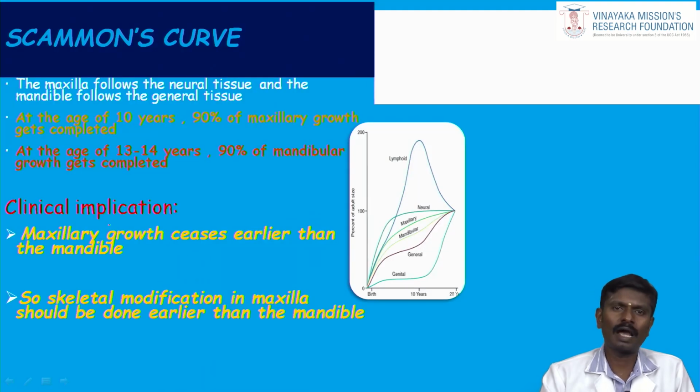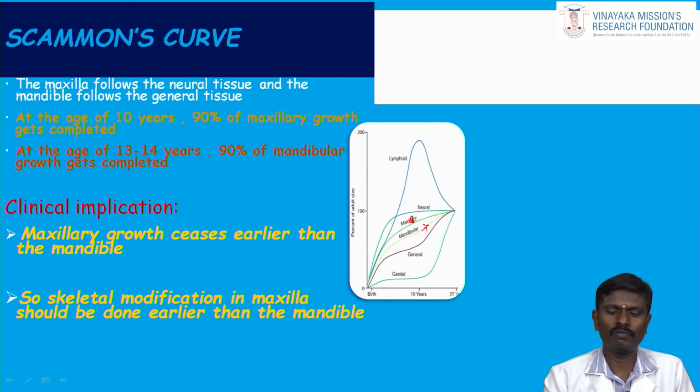So we should know about Scammon's growth curve also. If you see Scammon's growth curve, the different parts of the body will grow at different timings. If you see the maxilla and mandible, the maxilla will attain its peak at an age before 10 years. The mandible only gets to its peak growth after 10. So if you want to give a myofunctional appliance for correction of the maxilla, you should give it at an age before 11 years. The mandible is going to follow the neural tissue, that is the brain and skull.